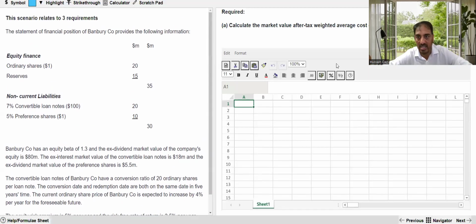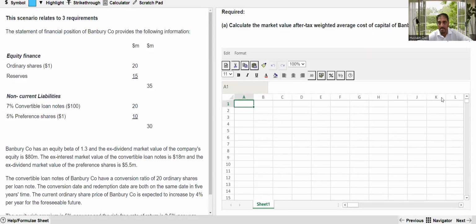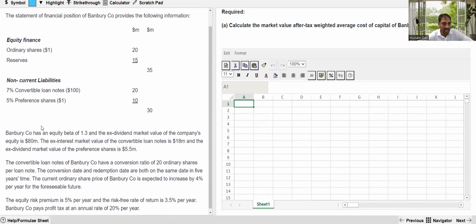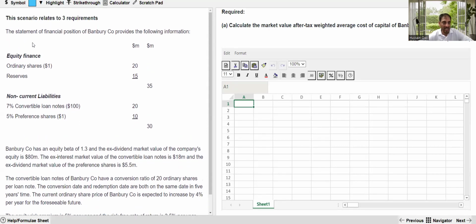Here is a question, yes. We will work out with this question. Question name Banbury. So first of all, have to read the requirement. Have to read the question context, but quickly read the requirement. Calculate the market value after tax WACC. Okay, WACC. So first you have identified that.